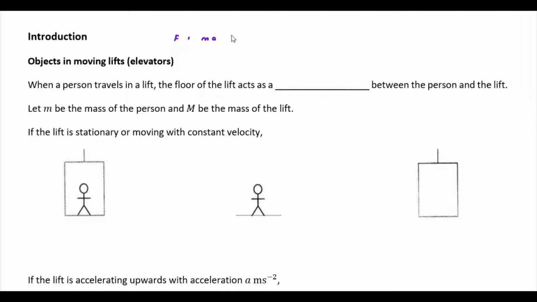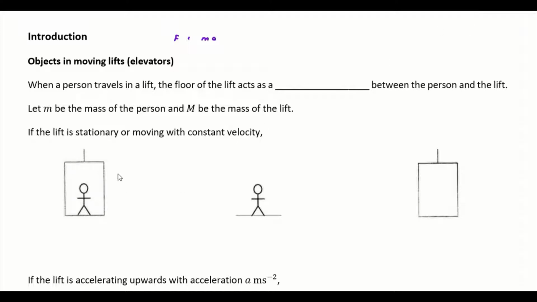So you do not need any super formula or resolving forces in this case. There's no resolving because it's basically one direction, right? When we talk about a moving lift, you can only move vertically, downwards or upwards. It cannot be any other direction. So that's the idea.